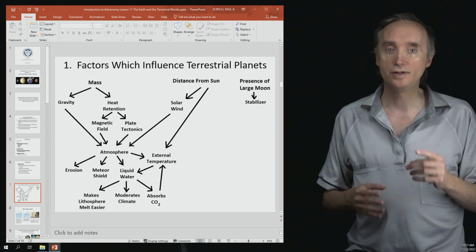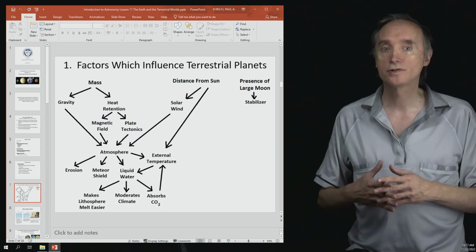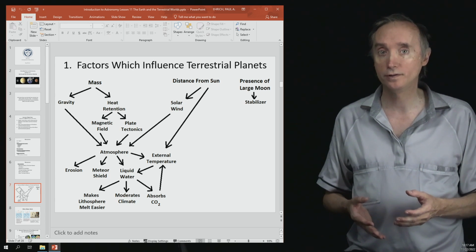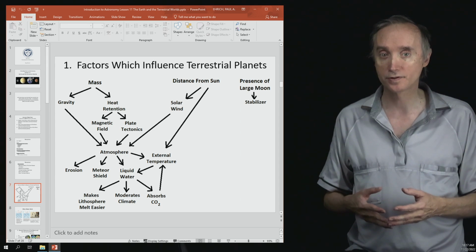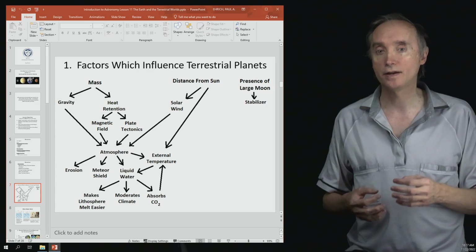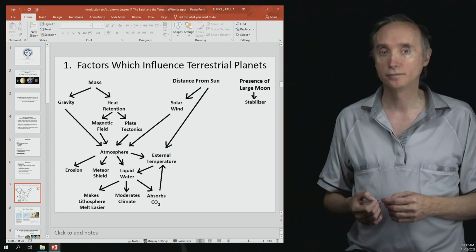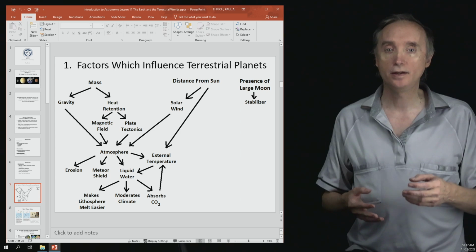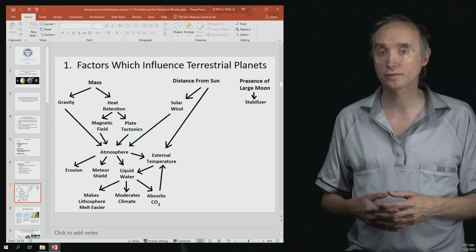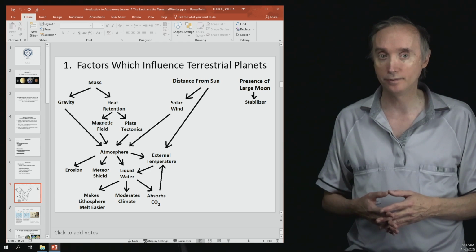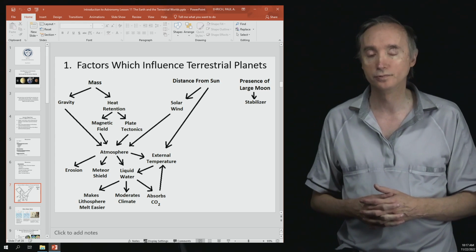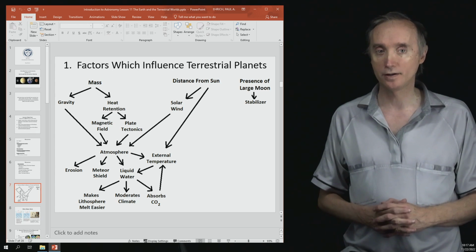And then the distance from the sun, okay? So the closer you are to the sun, the greater the solar wind is going to be, the more powerful it's going to be. And then that means that there's more of a chance that the atmosphere will be blown off. And then obviously, the closer you are to the sun, the hotter it's going to be. So that's going to affect the climate of the planet. And then finally, you've got the presence of a large moon. So that's going to act as a stabilizer.